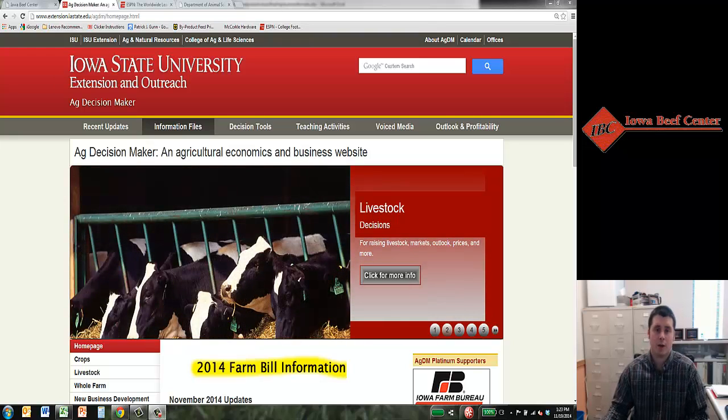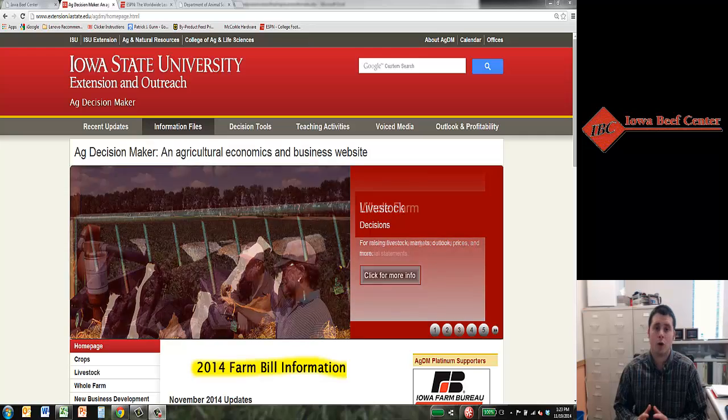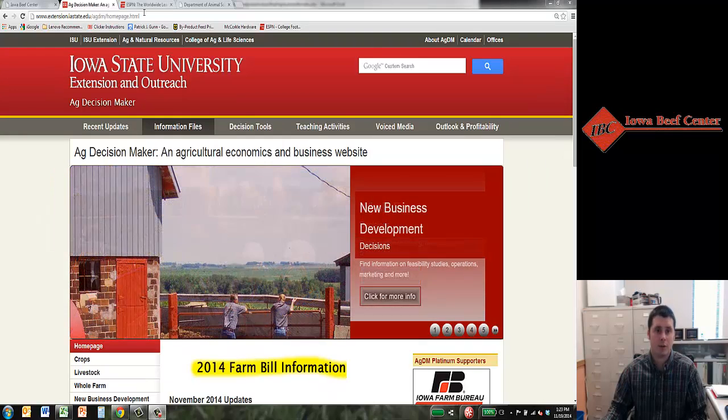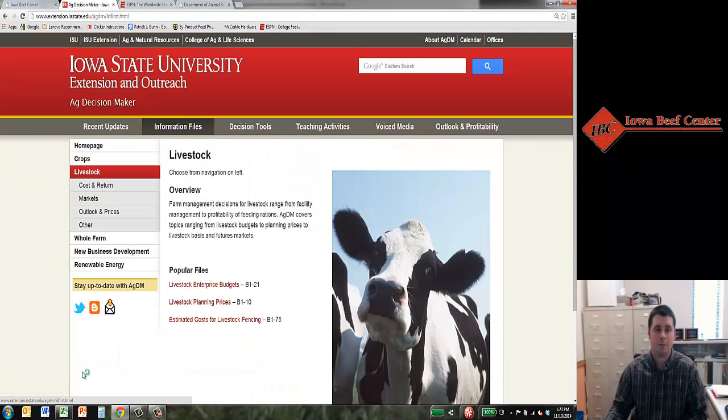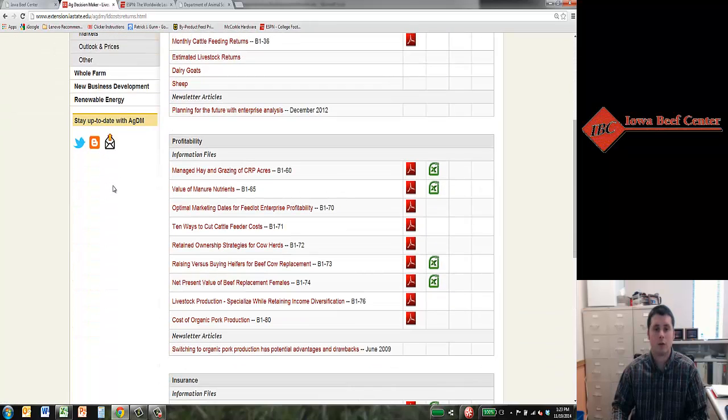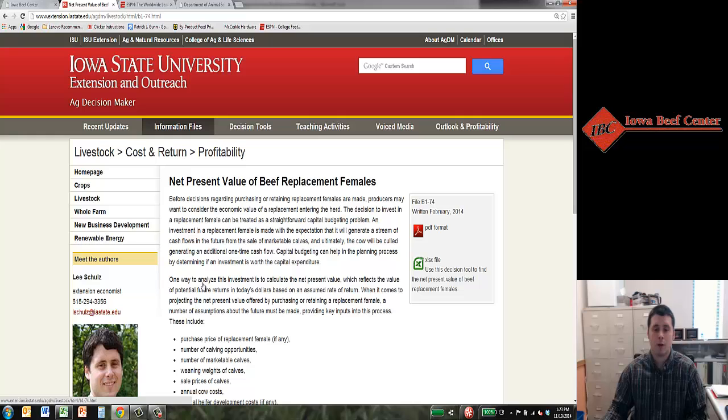To obtain this Excel-based decision aid, you can go to the Iowa State University Ag Decision Maker website. Here is the home page for the website, with the address up in this bar. To obtain the spreadsheet, click on the Livestock tab, then Cost and Return, and then scroll down to the Profitability section. Under the title Net Present Value for Beef Replacement Females, this brings you to the home page for this particular decision aid.